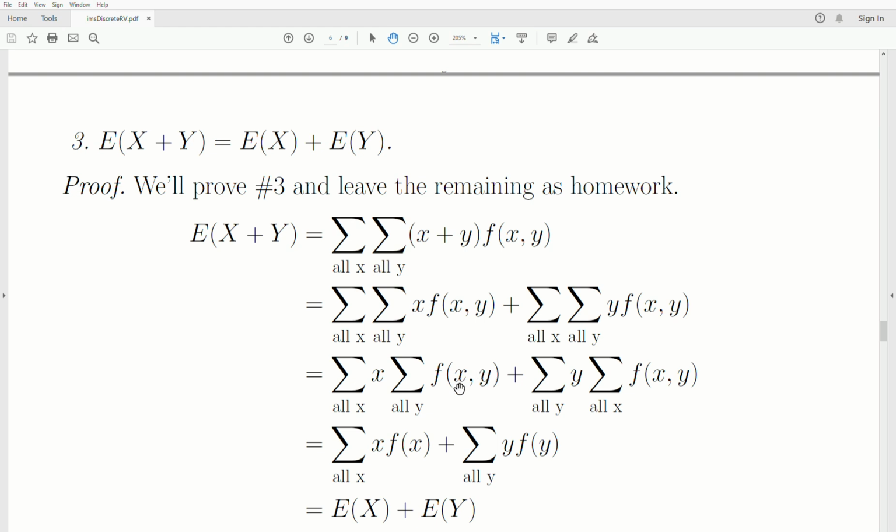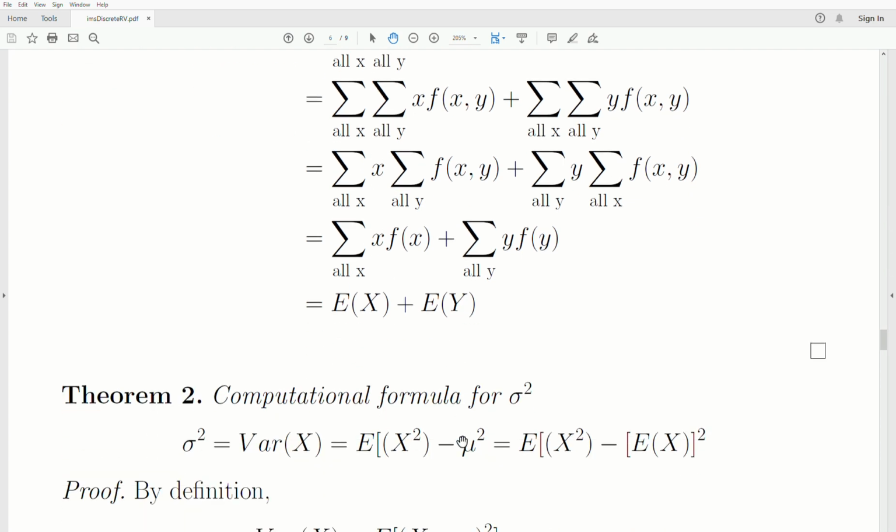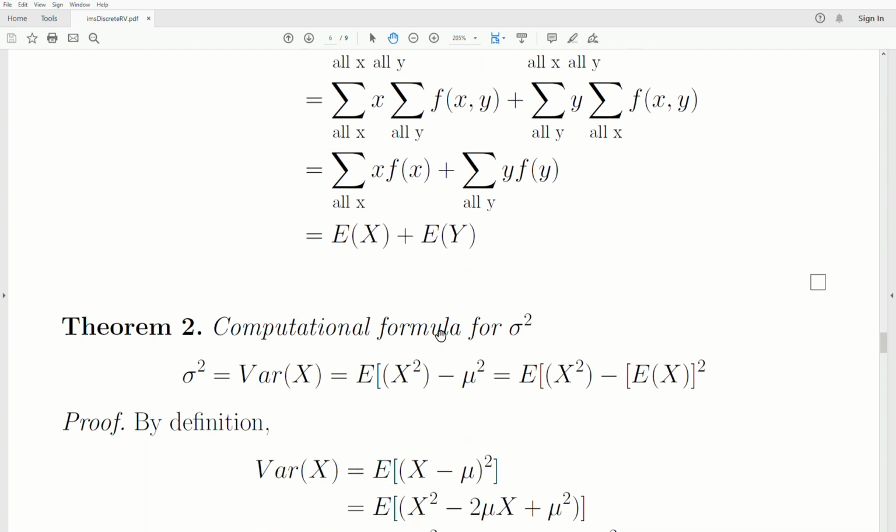It's what's called a marginal distribution after that. So this piece here is f of x, and this piece here is f of y. But that's the definition of expected value of x, and this is the definition of expected value of y. So the result follows.